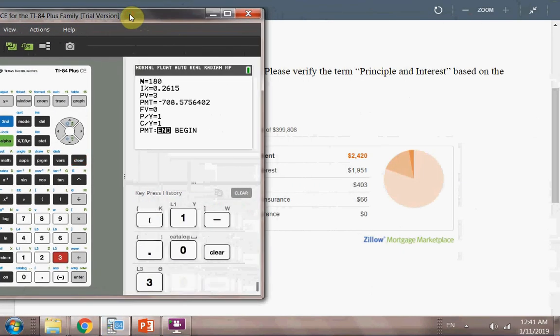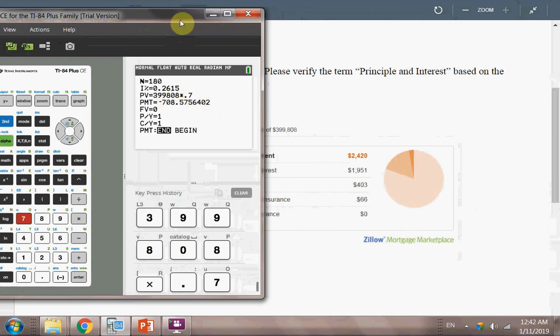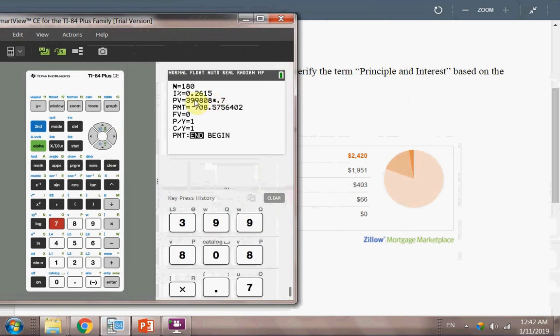399,808. Just say times 0.7. Okay, so times 0.7 means it's 70% of the full price that you are borrowing. So you're borrowing 70% of the full price from a bank, and then for payment you move it down. All right, so you can make it 0 to start, and then you hit alpha, enter. All right, so 1951. That's the answer of this one.